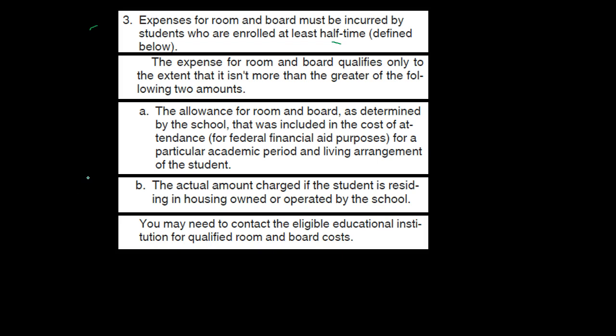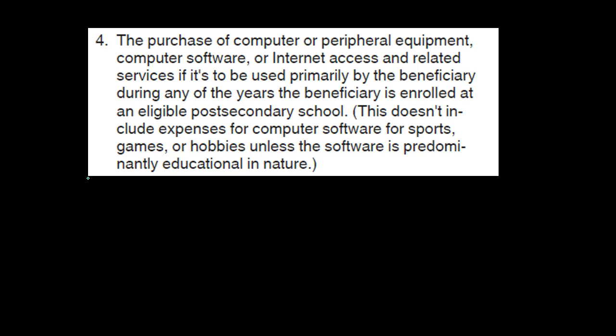So again, this would probably be something where you want to start with the institution to know what the qualified costs would be with relation to the room and board. Number 4, the purchase of computer or peripheral equipment, computer software, internet access, and related services if it's to be used primarily by the beneficiary during any of the years the beneficiary is enrolled at an eligible post-secondary school.